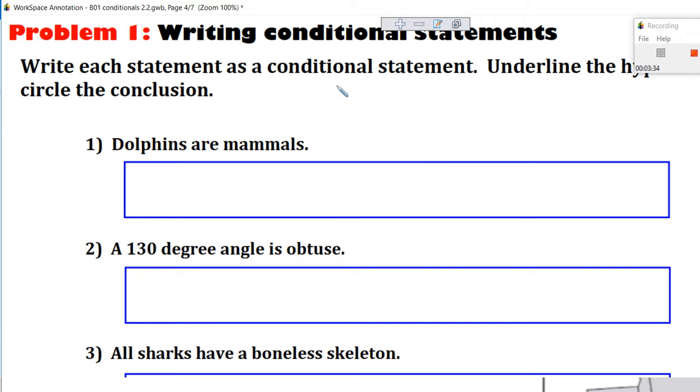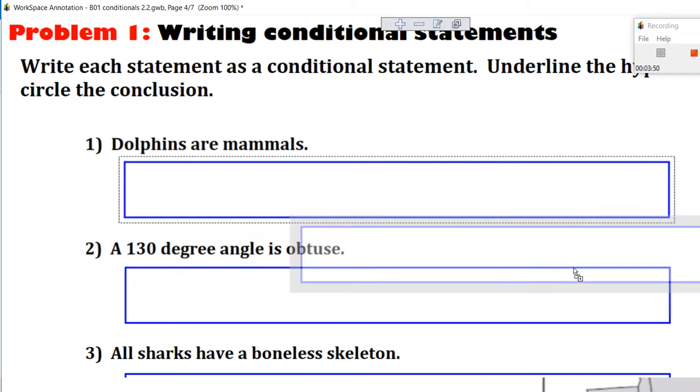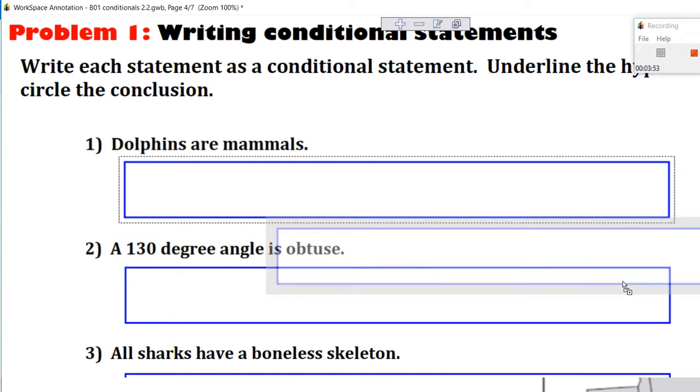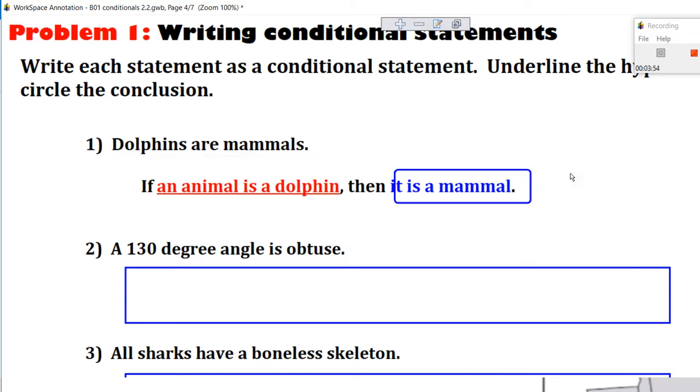Write each statement as a conditional statement. Underline the hypothesis and circle the conclusion. Pause the video here and take a moment to do this. Dolphins are mammals. If we were to write this as a conditional, it should say something along the lines that if an animal is a dolphin, then it is a mammal. The animal being the dolphin is your hypothesis, and the conclusion is that it's a mammal. This would be true.